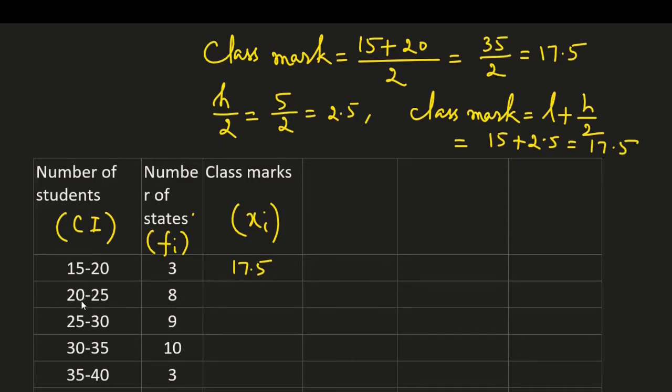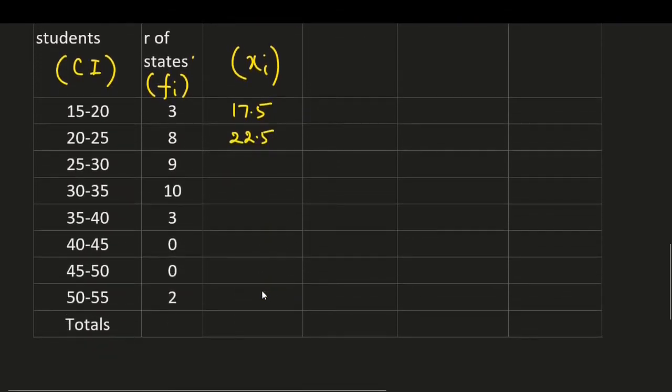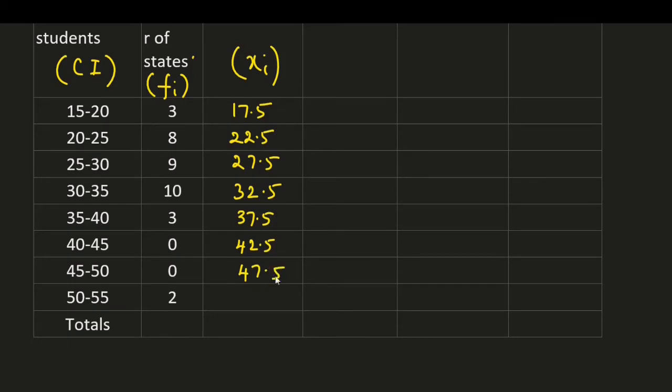In the next second interval, here 20 plus 2.5 is 22.5. Here we get 27.5, 32.5, 37.5, 42.5, 47.5, 52.5.